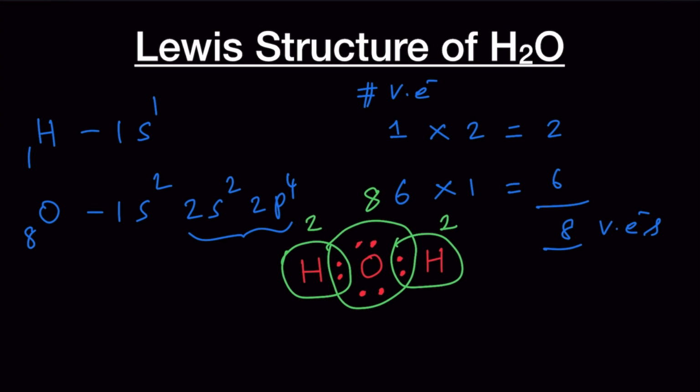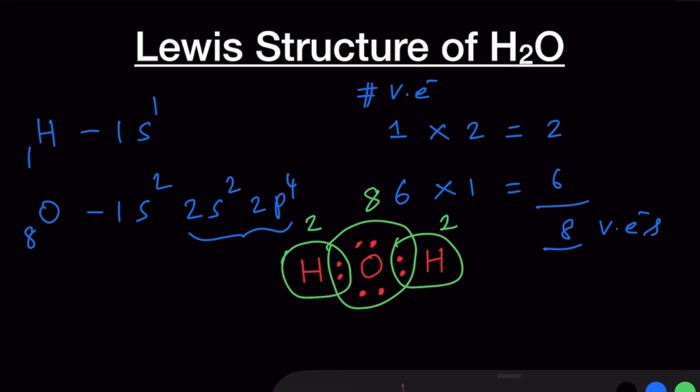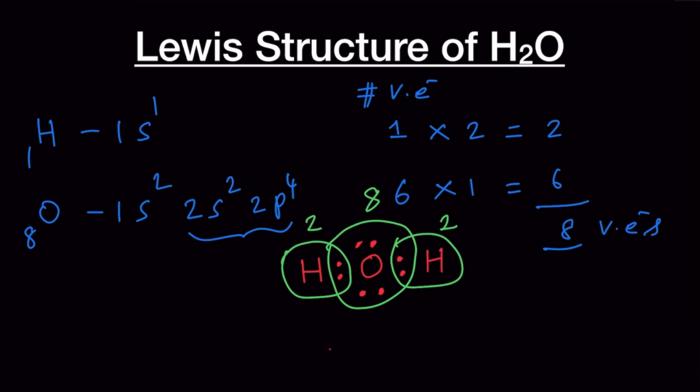Therefore, this is the best Lewis structure that we can draw for water, or one can also represent it this way: hydrogen and then a chemical bond, oxygen and then another bond, hydrogen, and then 2 lone pairs on top of oxygen. The reason the structure is slightly bent here is because of the lone pair repulsion, and the bond angle here will be approximately 104.5 degrees.